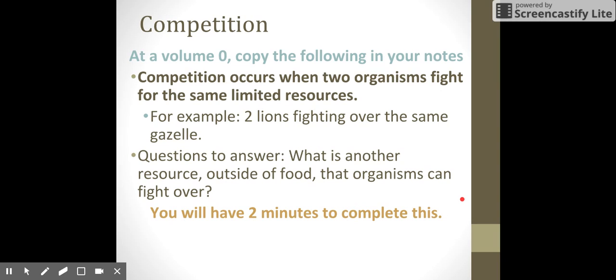So, what are some other resources outside of food an organism can fight over? Because it's not just food that is required for reproduction, passing on of genetics, and to live. There's other things that are needed as well. So, I want you to think about if there's other things that things can fight over.